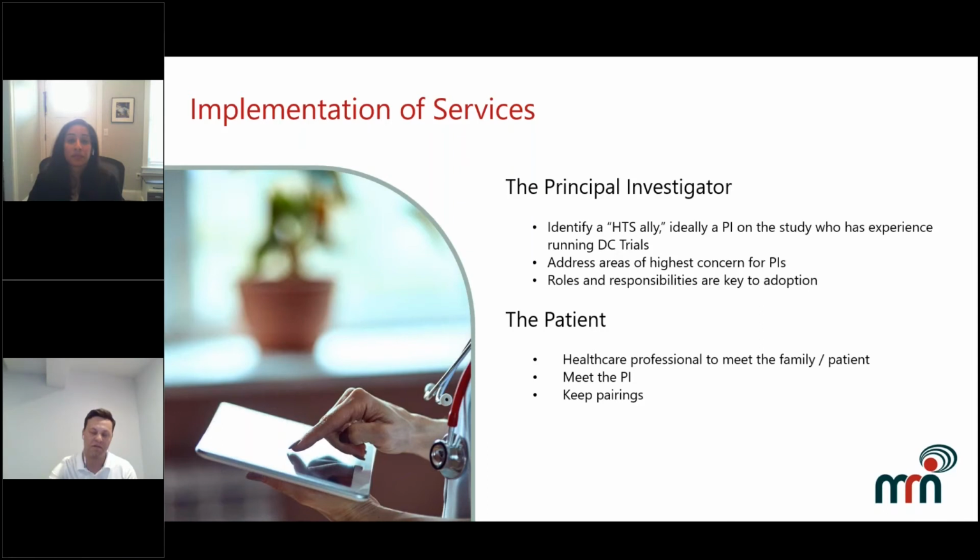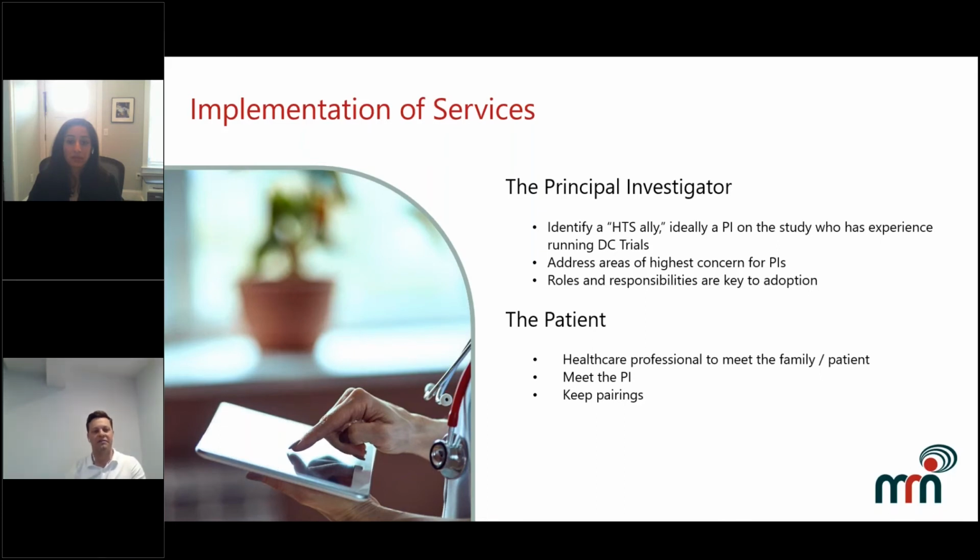We can even go as far as needed, especially in these rare diseases and some of the pediatric trials that we see. It's important that the healthcare professional can meet the PI, and they can meet the caregivers, and we can arrange those meetings in advance, so they can start to understand and build a relationship before they're actually going out into the home.